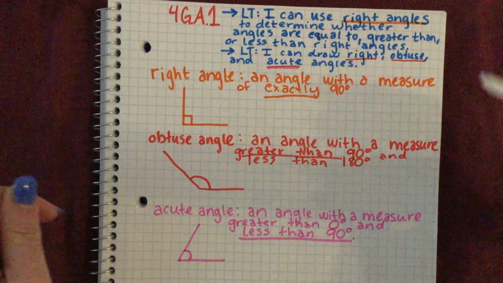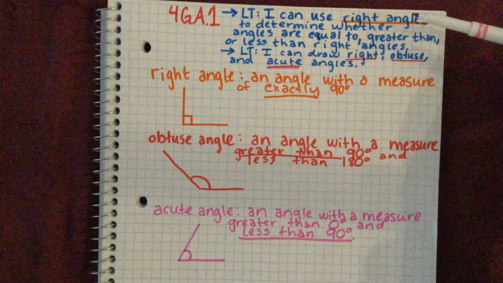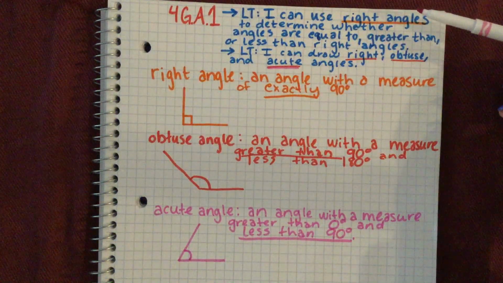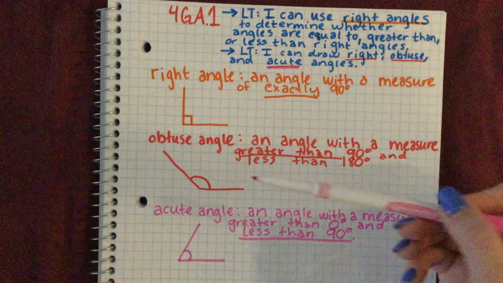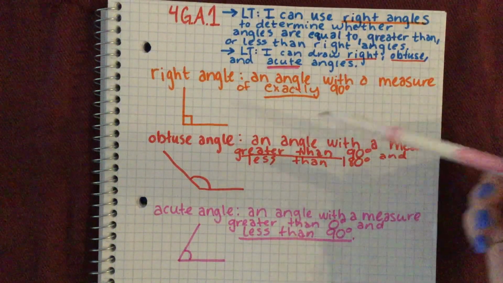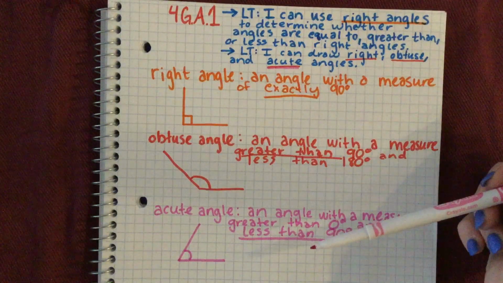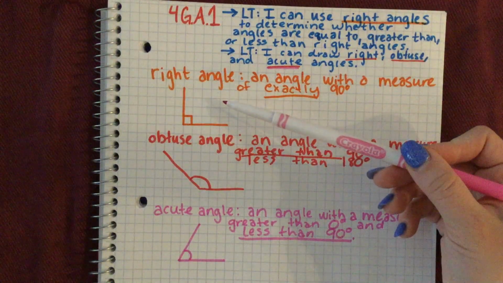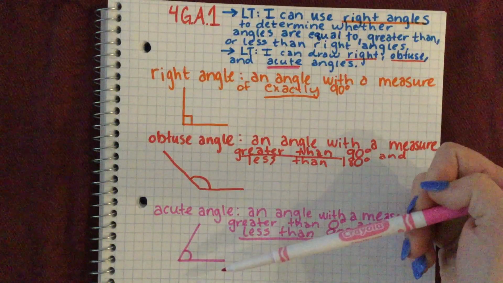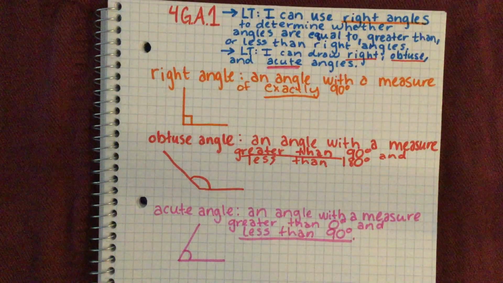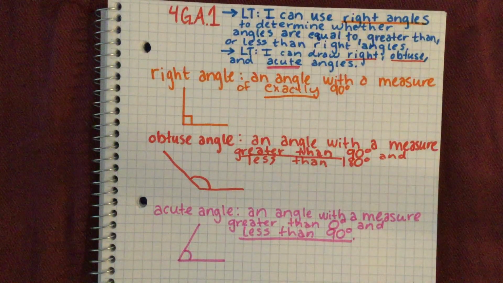Nice job. So today in your work with Zearn, you're going to use these right angles to determine whether the angles are greater than a right angle or less than a right angle. And you're actually going to have a chance to practice drawing right angles, obtuse angles, and acute angles. So that is exactly what you are going to be doing in Zearn today.